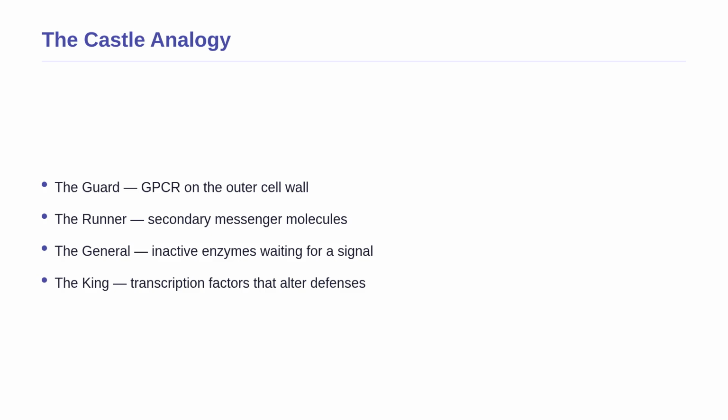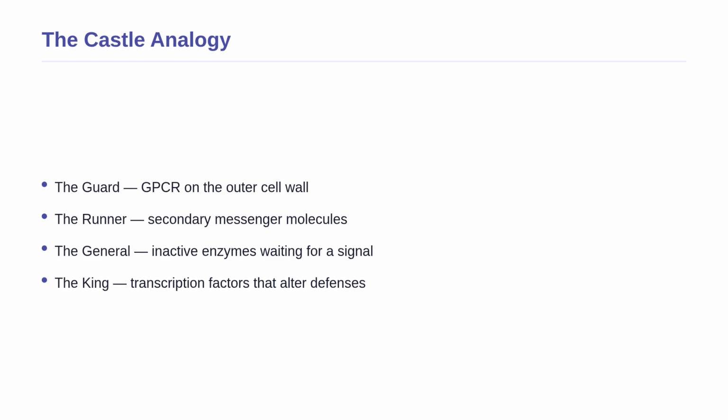To understand this complex biological pathway, let us start with a simple analogy. Imagine a medieval castle under siege. The guard on the wall sees the enemy, but cannot leave his post. This guard represents the GPCR on the cell surface. Instead of running, he blows a horn to alert a fast runner inside, representing our secondary messenger.